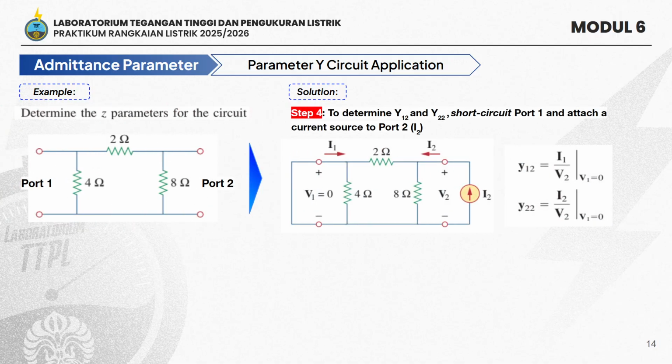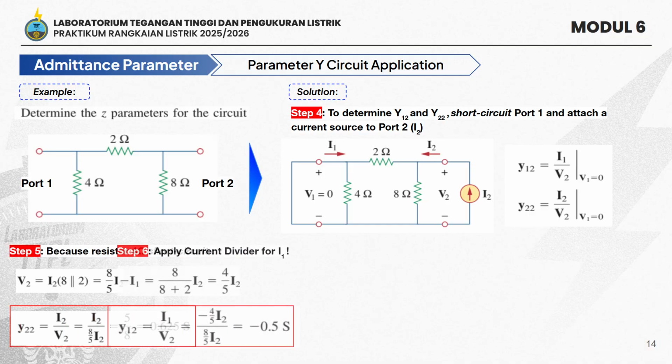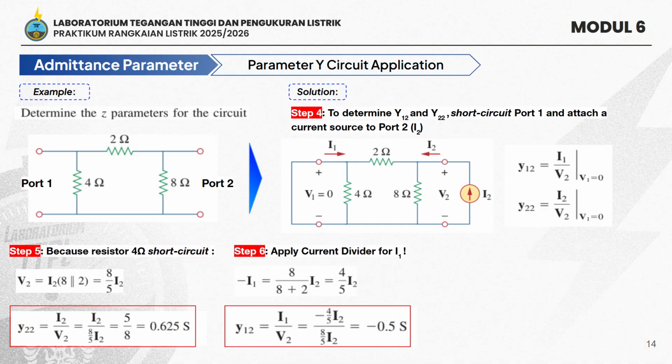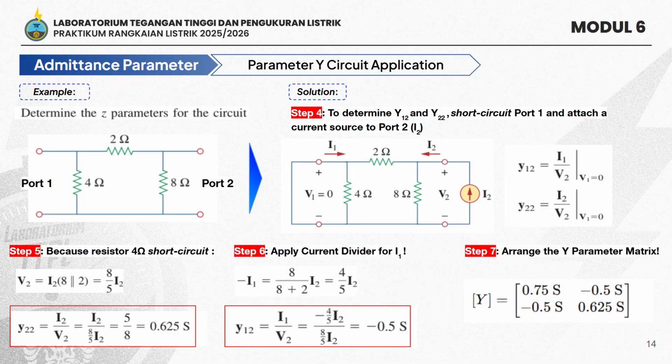And we can do the exact same thing to determine the transfer admittance from port 1 to port 2 and the output admittance. By applying the same thing, we just parallel these two resistors, because the voltage in this resistor will be zero, because we short circuit the input port, and we know the value of the output admittance, and the transfer admittance from port 1 to port 2 is the same as the transfer admittance from port 2 to port 1, and we can arrange the Y parameters into a matrix form.